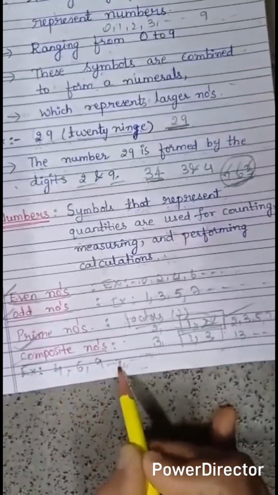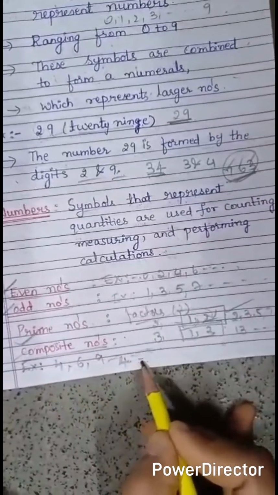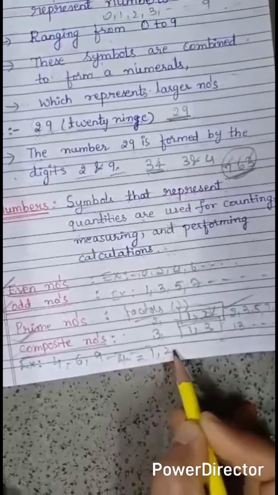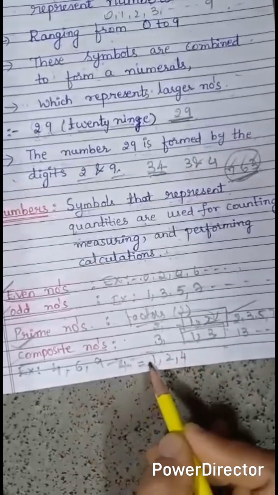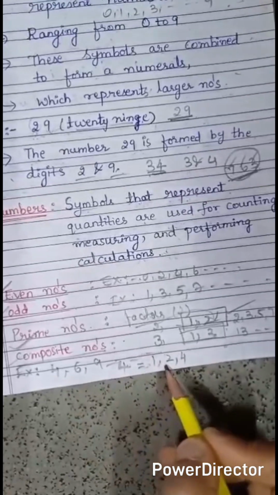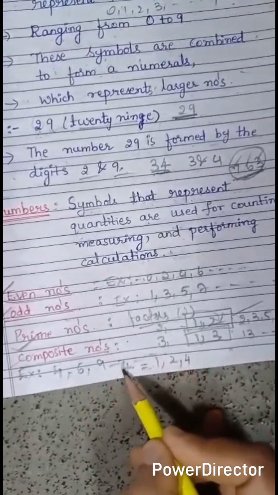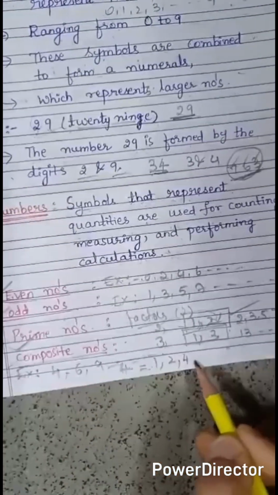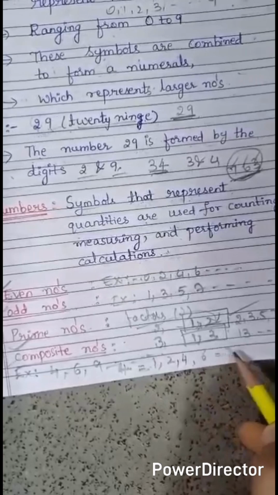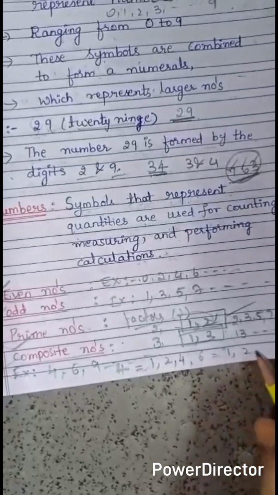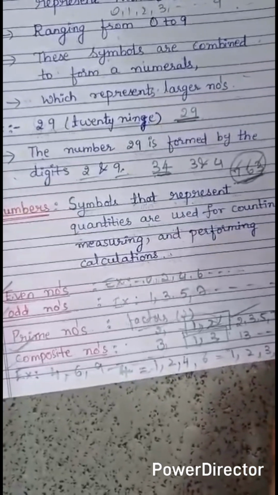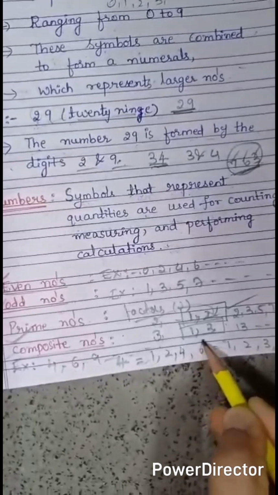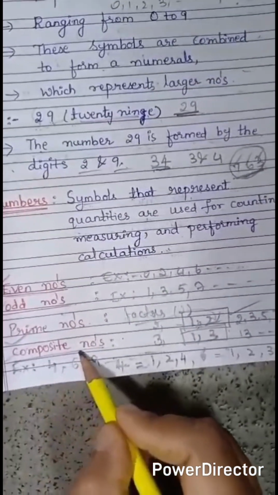4. What are the factors of 4? 1, 2, 4. The number has more than 2 factors. This is an example of composite numbers. And 6. What are the factors of 6? 1, 2, 3 and 6. So 6 is also a composite number.